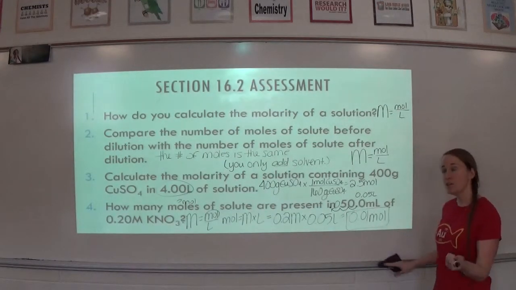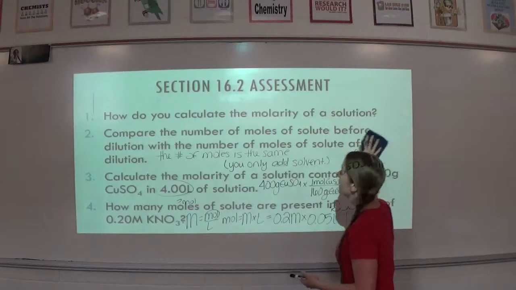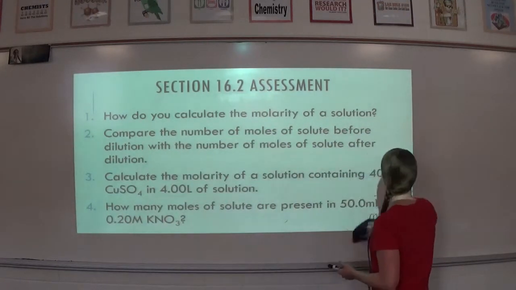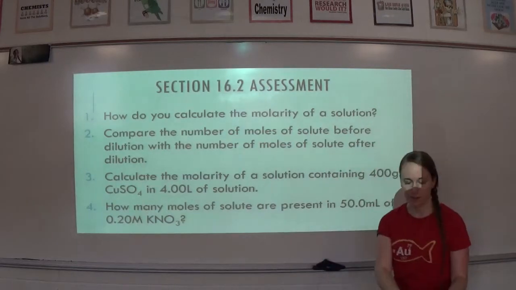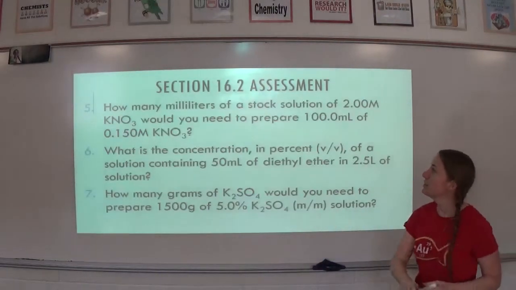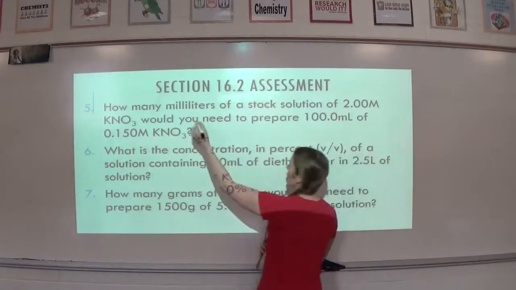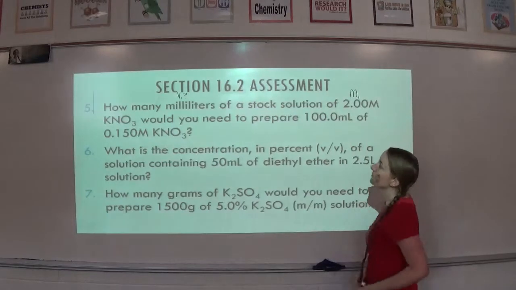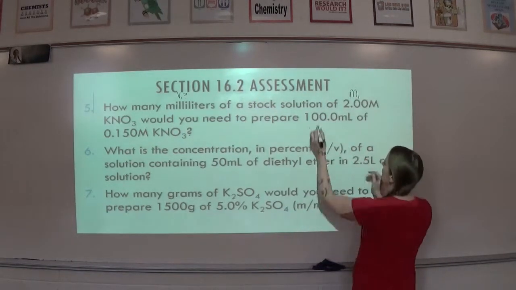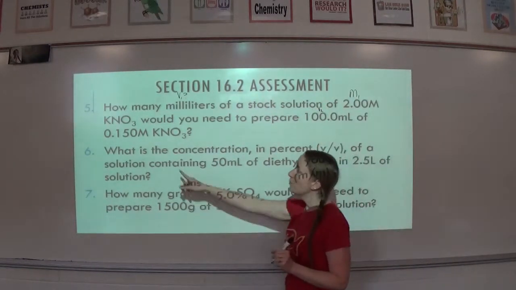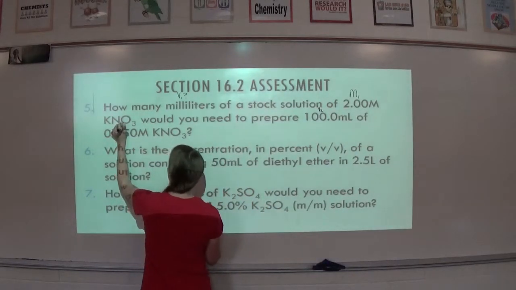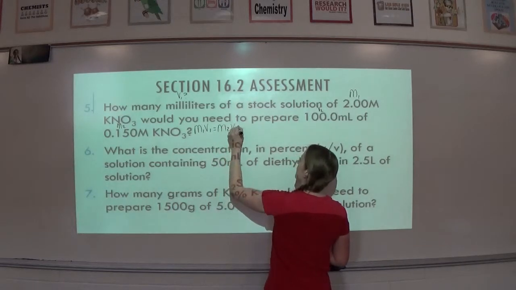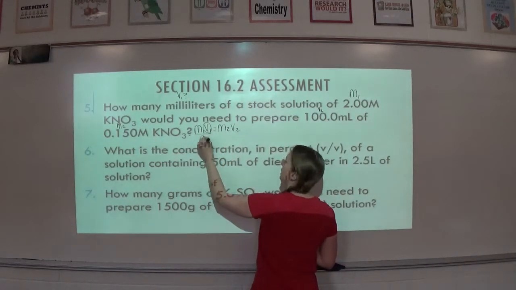All right, so let's go over those last couple real quick. That was dilution and percent, just to make sure you got those. So it says how many milliliters of stock solution, so we're looking for V1 again, of 2 molar, so there's my M1, KNO3, would you need to prepare 100 milliliters, so there's my V2, of 0.15 molar, so there's my M2.